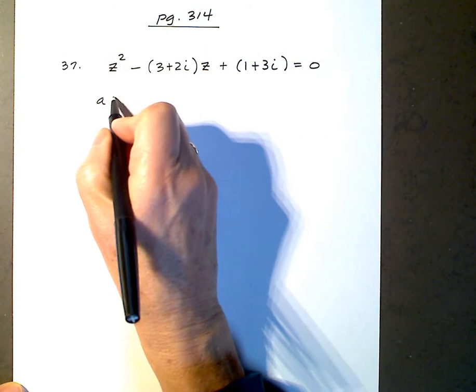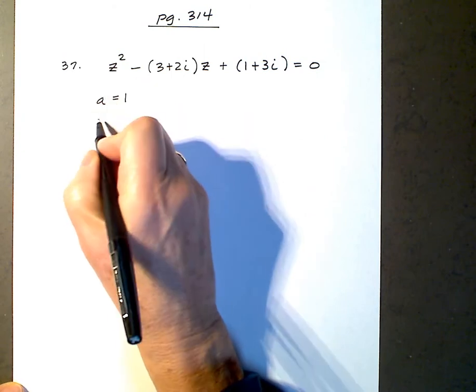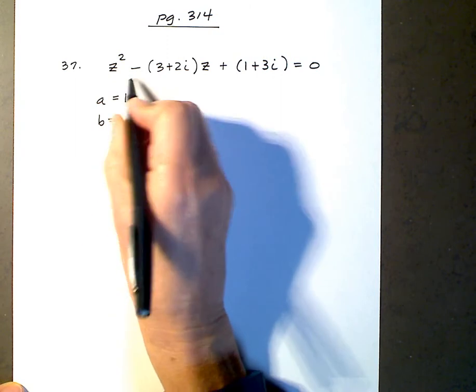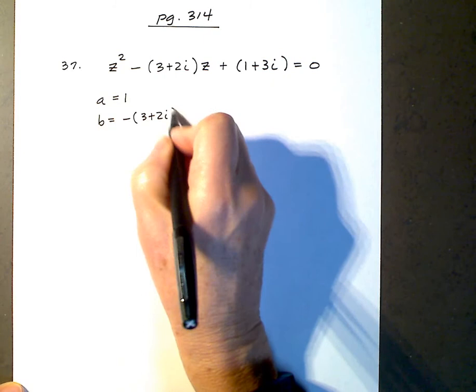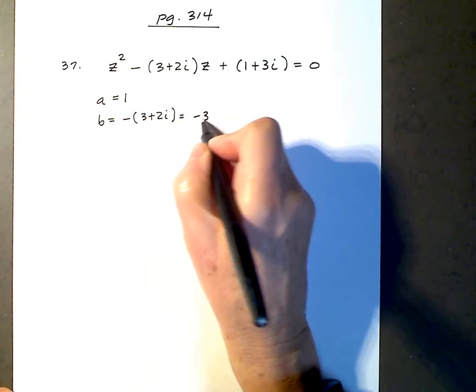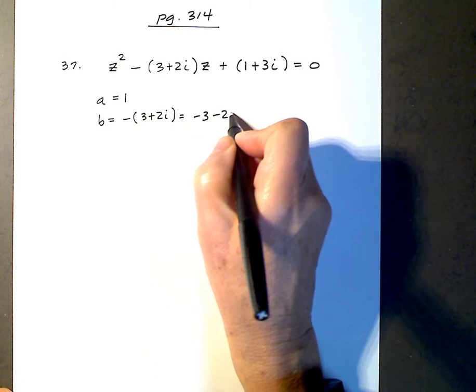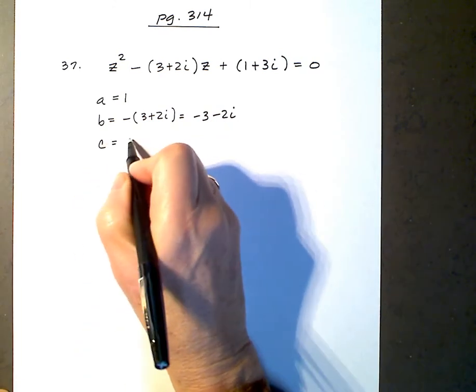So our A, when this is in standard form, is a positive 1. B is a negative 3 plus 2i. And I'm just going to simplify that, distribute that negative, to make this negative 3 minus 2i. It might be a little easier to work with. And then C is a 1 plus 3i.